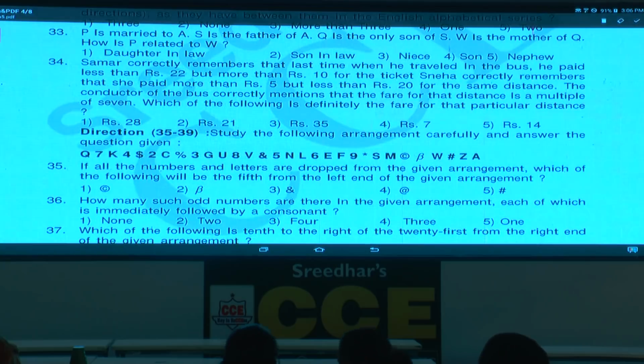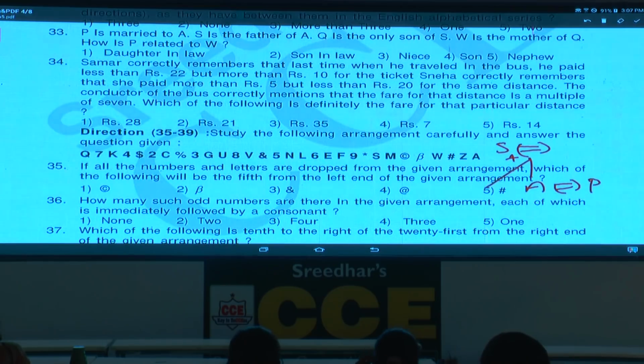Then 33, P is married to A. S is the father of A. How to write this one? S is the father of A. And P is married to whom? P is married to A. And S is the father of A. Q is the only son of S.